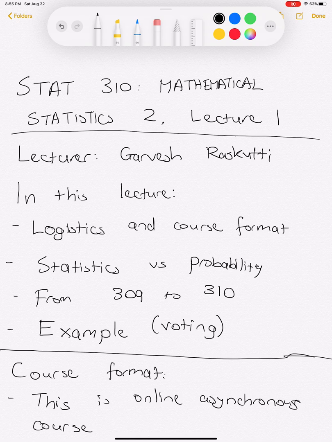I'll first spend maybe 30 minutes or so talking about the logistics and the course format for this online course. And then I'll motivate this course a little bit and talk about statistics versus probability, in some sense contrasting what you would have learned in the precursor course 309 to this course 310, and what you might expect in 310, and why it's potentially a little bit different, and I would argue more useful. And I'll try to illustrate this point with an example involving voting. So the last 30 minutes or so of this lecture will focus on that.